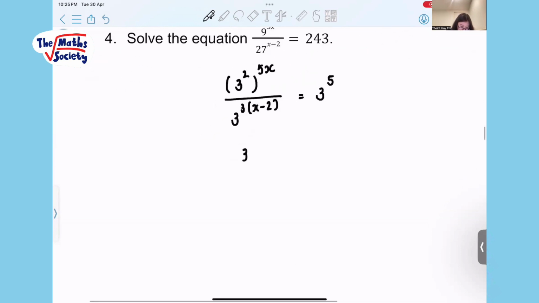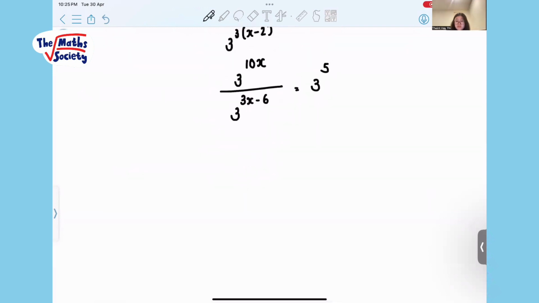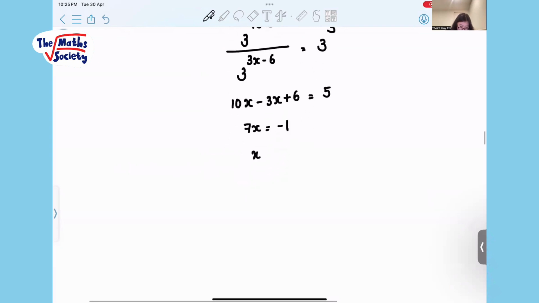So I have 3 to the power 10x divided by 3 to the power 3x minus 6 equals 3 to the power 5. So we have all the same bases. So if it's divide, we just minus them, which is 10x minus 3x minus 6 plus 6 equals 5. So it'll be 7x equals minus 1. So x equals minus 1 by 7.